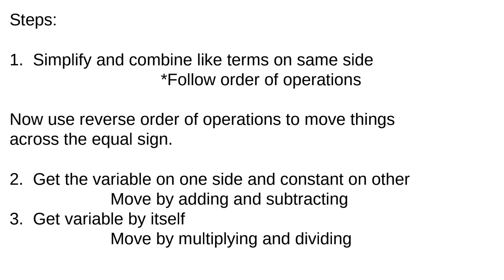This first step can be multiple layers of steps and can take us a little bit of work on some of these harder equations. Once you've got everything simplified and combined, then we're going to use reverse order of operations to move things from one side of the equal sign to the other. So in step 2, we're going to try to get the variable, or anything with a variable, on one side of the equal sign and all the constants, the things without variables, on the other side. We're going to do that by adding and subtracting things from one side over to the other. And then last, we're going to get the variable by itself by multiplying and dividing to remove that coefficient off of the variable.